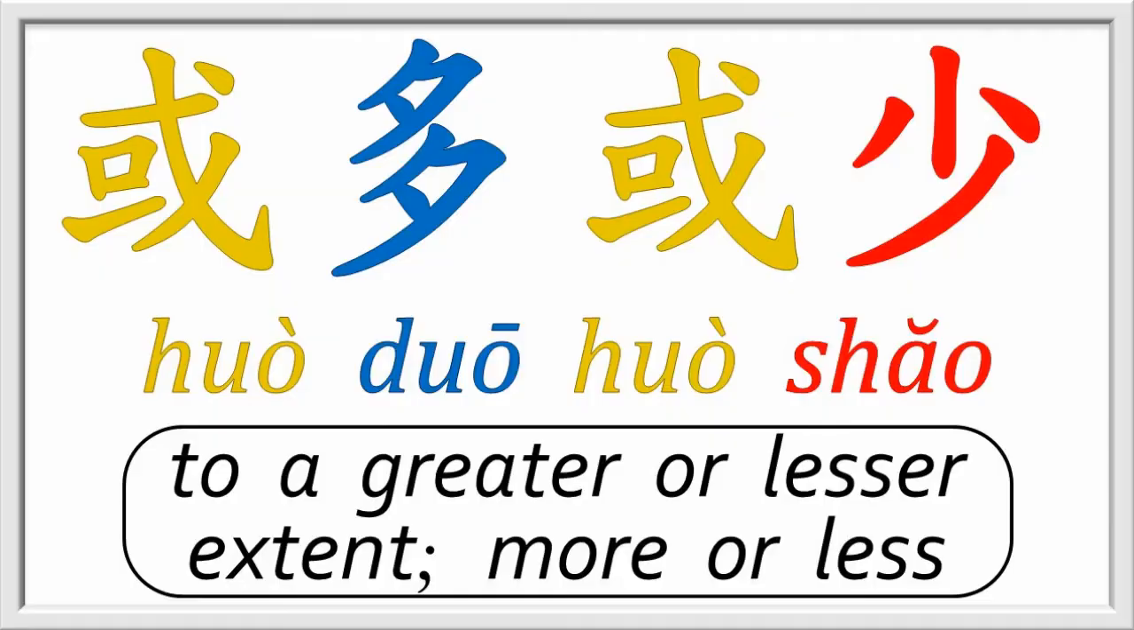Otherwise, in short phrases without numbers, keep the double 或 pattern. For example, 或多或少。More or less. In varying degrees. To a greater or lesser extent.